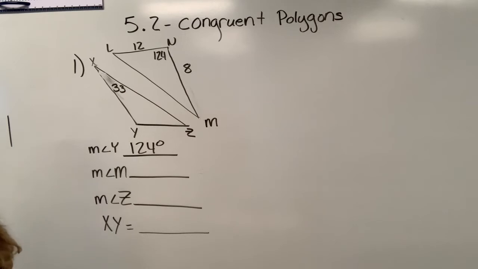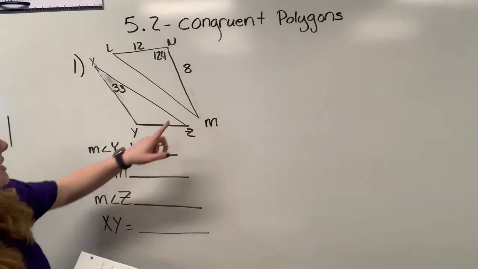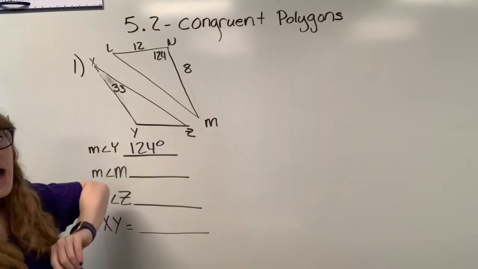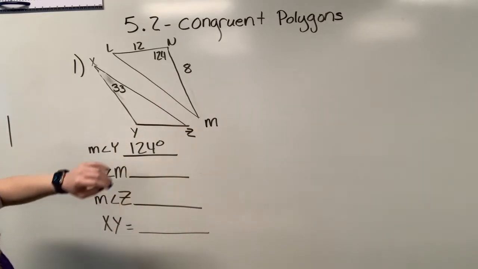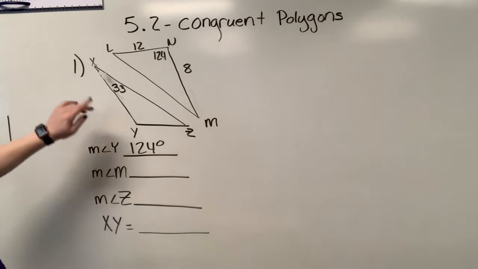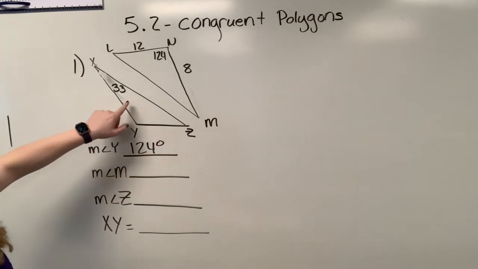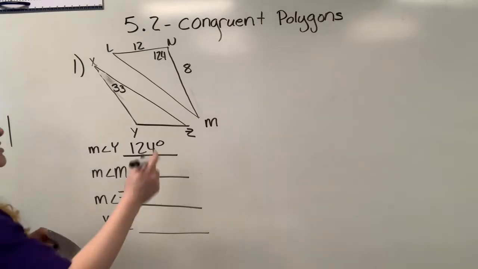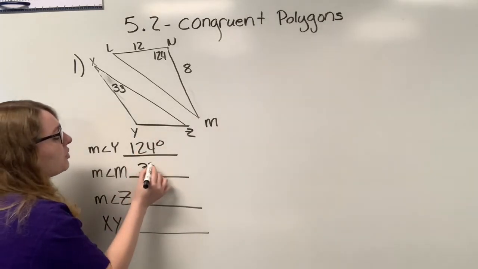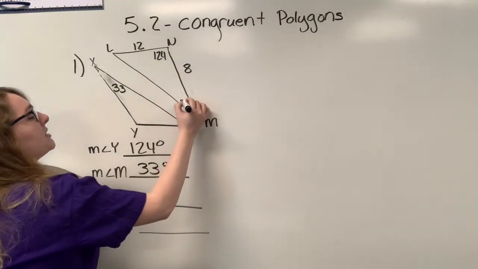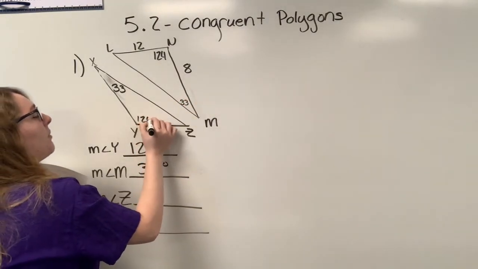The second question is asking us what angle M is. Now, angle M is the smallest angle in this top shape. So we are going to look for the smallest angle in our shape XYZ, and we can see that that is angle X, which is 33 degrees. So that means that angle M is also 33 degrees. Okay, I'm going to write these in as well up here.